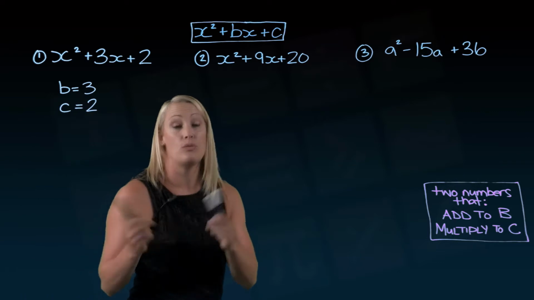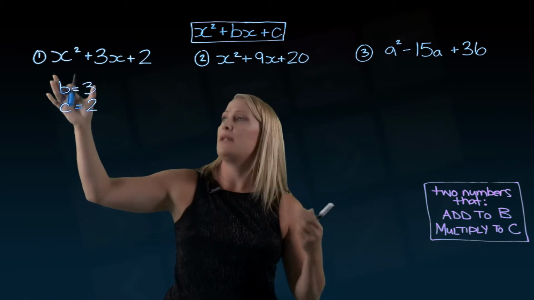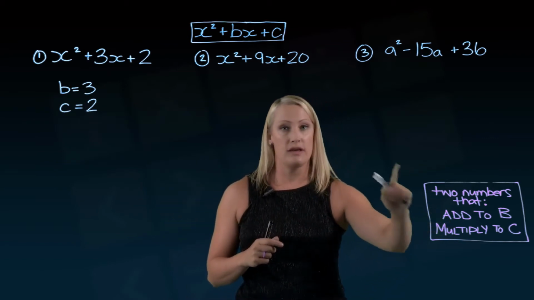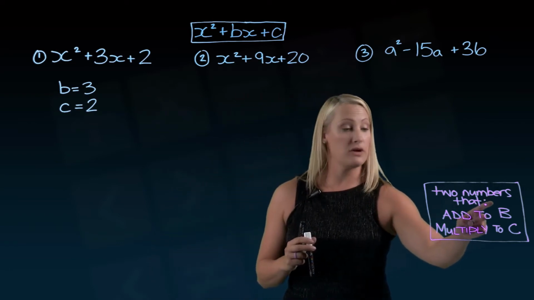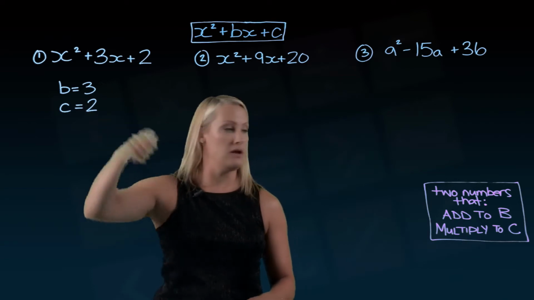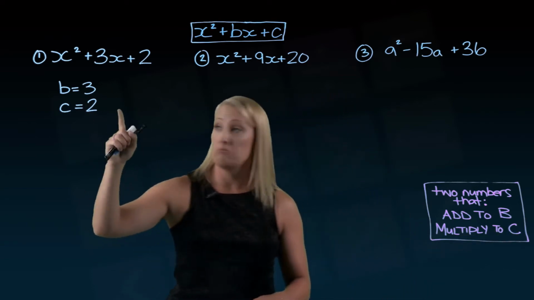And the reason that that's so important is because the way that we're going to factor this, now this is a quadratic, but the way that we're going to factor this quadratic is we are going to think of two numbers. And if you look over here, you can see our two numbers that we're going to think of. They need to add to our b value, which in this case is 3, and they need to multiply to our c value. And in this case, it's 2.